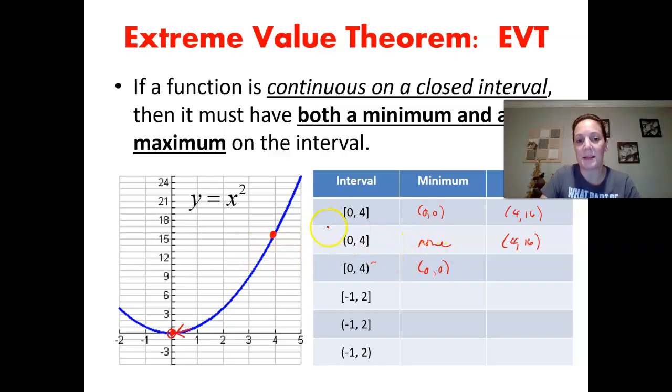But now I'm missing my maximum because if this point is open, I can't approach it. I can only approach it. So I have to say no to a maximum on that particular interval.